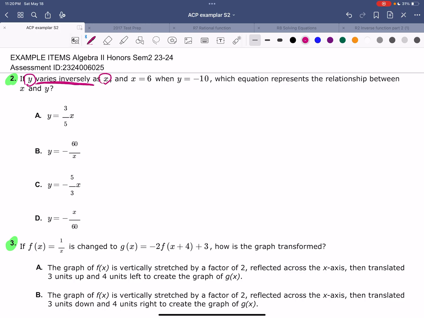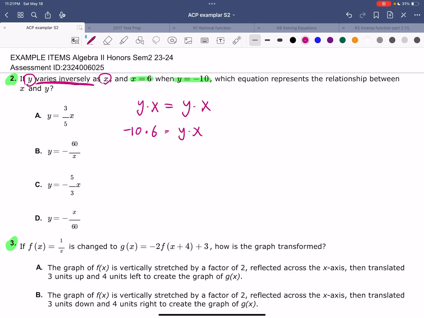So whenever you see the words varies inversely, always first letter times second letter equals first letter times second letter. That's what you have to do. And then if you look at the question, it gives you some numbers that you can plug in. So instead of x, I'm gonna put 6, and instead of y, I'm gonna put negative 10. But they did not give us any other numbers, so I will just put y times x.